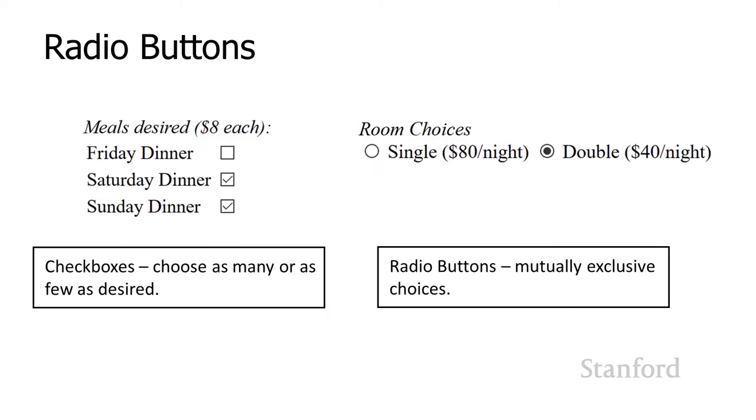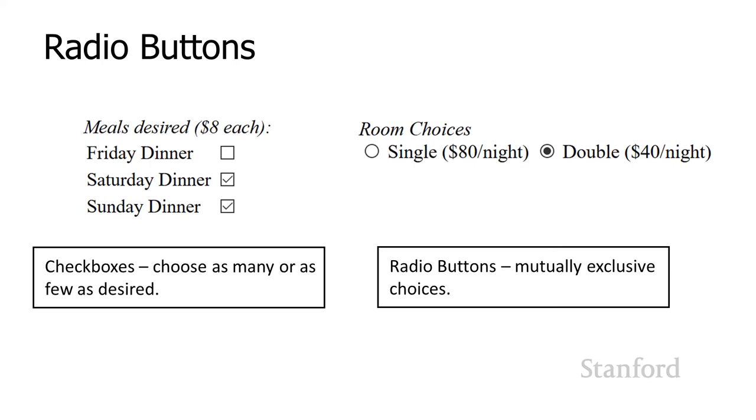Now, one thing that's important to note is the difference between a checkbox and a radio button. On the left here, I've got my checkboxes, and on the right, my radio buttons. I can check as many or as few of the checkboxes as I want, whereas the radio buttons are mutually exclusive choices. It does not make sense for me to say, I want to go on the ski trip, but I want both a single and a double room. You need to choose one or the other. In contrast, as far as the meals go, it would totally make sense for me to say I want Saturday's dinner and Sunday's dinner, or I don't want any of the dinners, or I want all of the dinners. These checkboxes are all independent of each other, whereas the radio buttons are mutually exclusive.